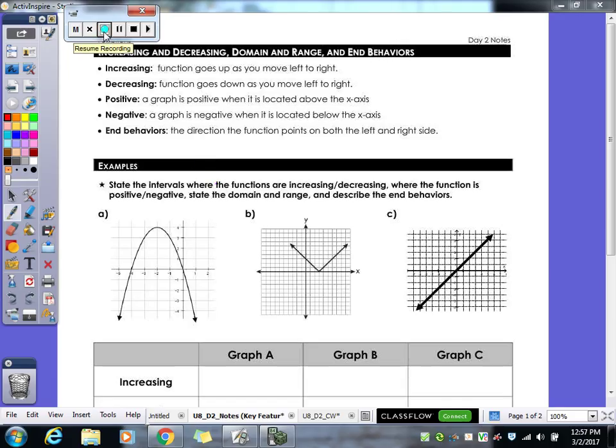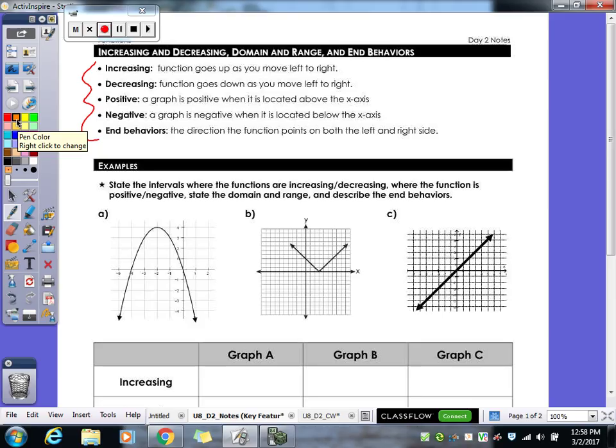Alright, so what we're dealing with today as far as our graphs goes is we are going to talk about some different key features on our graphs. So I have up here all the definitions of them, and I could sit here and read through them, but it's kind of boring when you do that. So we're going to actually go through the examples.